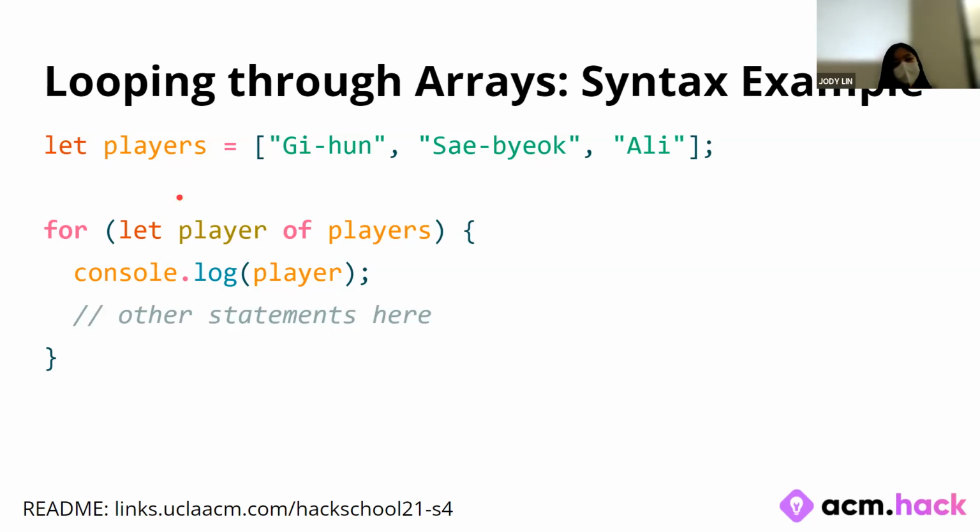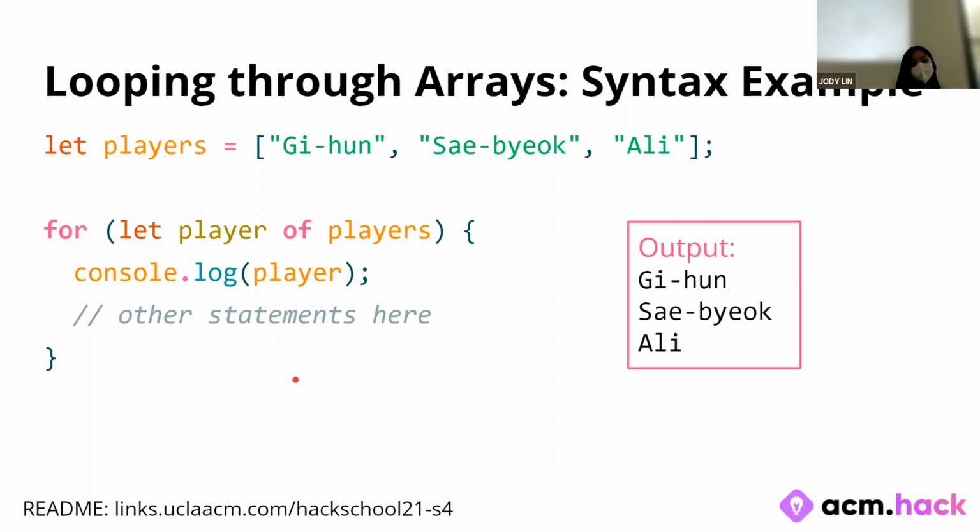Before was just the general syntax, but now I actually have player names in here. And in this, all we're going to do is for each element, which we'll call player, on the first loop, we'll get Gihun, and we're going to print Gihun. On the second iteration, we'll get to Sebyuk, and then we'll print Sebyuk, and Ali, print Ali. So all this does is for each item, it's going to run this code and print out their names. So nothing too fancy here. This is just a very simple example.